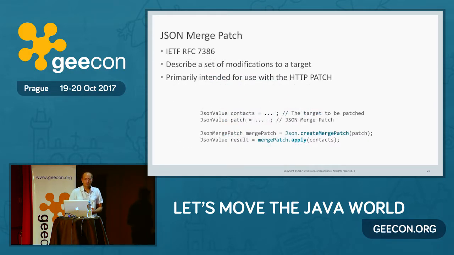JSON merge patch is another kind of patch. The difference between merge patch and patch is that this merge patch describes a set of modifications to the target, and it's primarily intended for use with the HTTP patch method. Again, application of such a patch is the same as with the previous kind of patch. The only difference is that you create a merge patch instead of create patch.